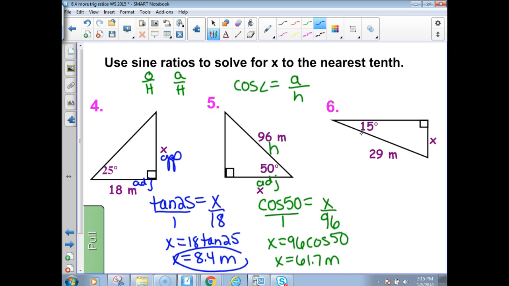Okay, now help me out here. Where's your eyeball going to go? Over here? All right. Now, in relationship to that, what is the X? Mm-hmm. And what's the 29? Yep. So now you just told me to do opposite over hypotenuse. You just told me it's opposite and hypotenuse. Which one? It is the sine. Okay.